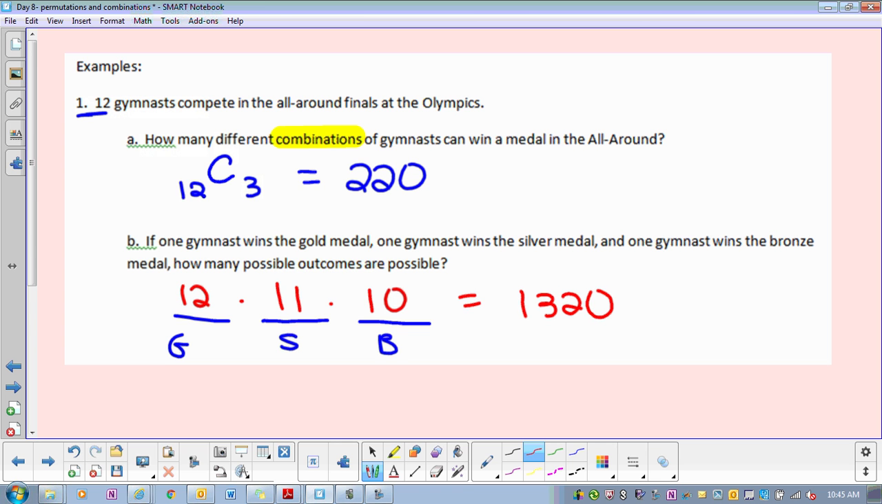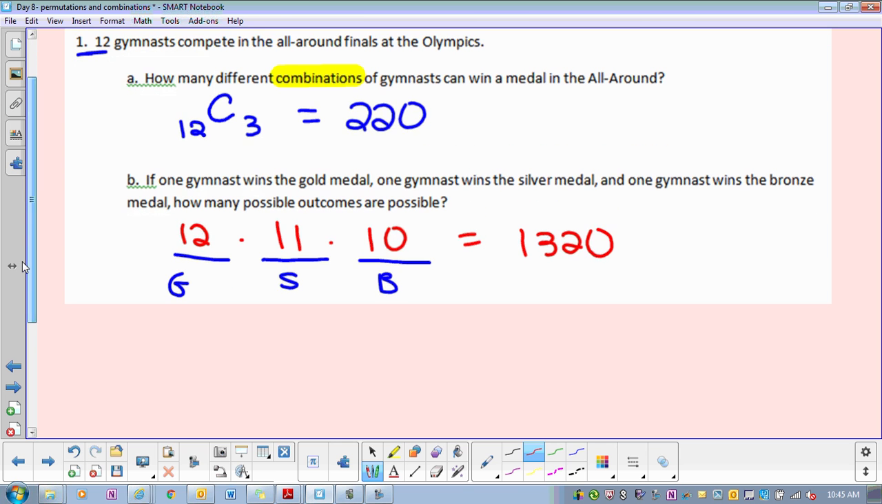Thank you. And you know what? This is actually the same as, because we said that this order matters, right? It's a P. It's the same as saying 12P3. Put that in your calculators. Make sure. Should be right. 12P3. Should be the same thing. 1320. All right.